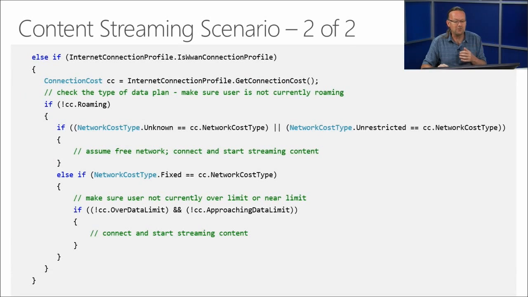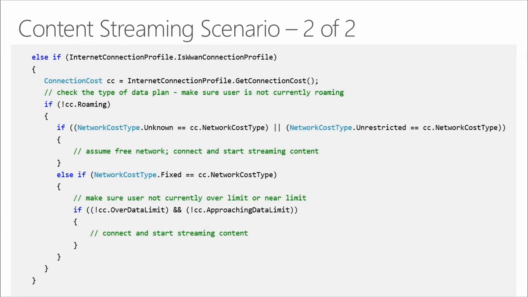Here, going on from where we were on the previous slide, you want to get the connection cost and look at the network cost type. If it's a fixed network cost type, then you can look at the if statements at the bottom. If it's over the data limit, this is where Data Smart is activated. If it's over or approaching the data limit, then you know they're close to exceeding their data allocation on their data plan.